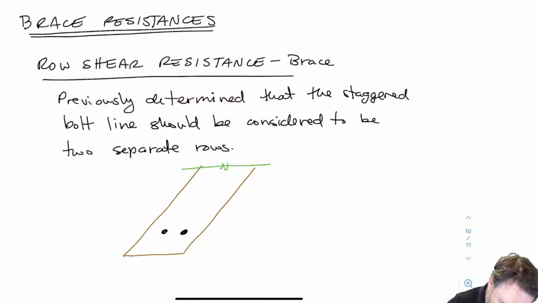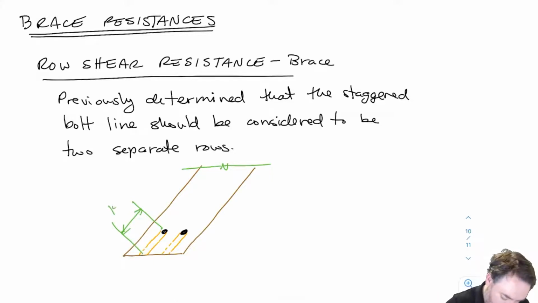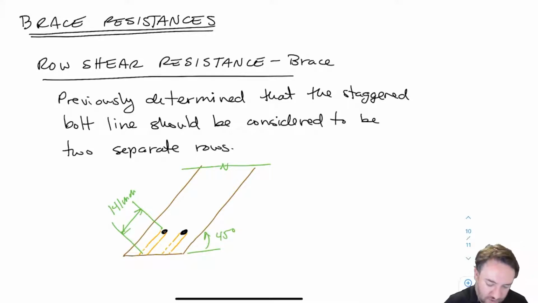So therefore, that means that we're going to have 2 different row shear lines here. And we already determined that this distance, which I'm measuring from the center of the bolt to where the row shear line intersects with the edge, is 141 millimeters. And you recall that this was a 45-degree angle. So our row shear length is going to be 141. We don't have to take any minimum here because we basically have only one plug to take out.